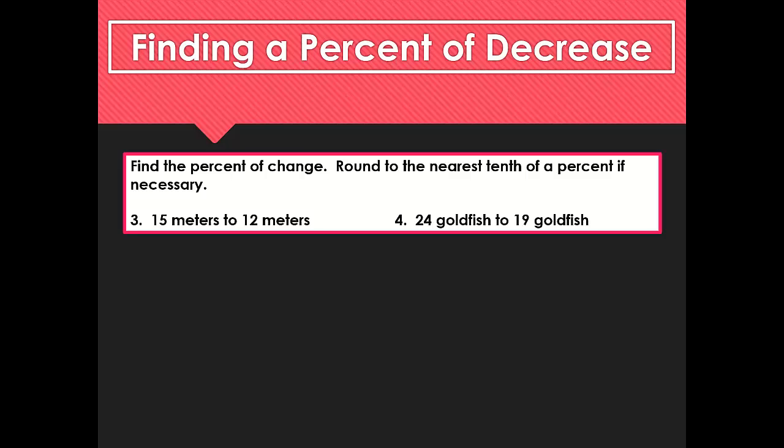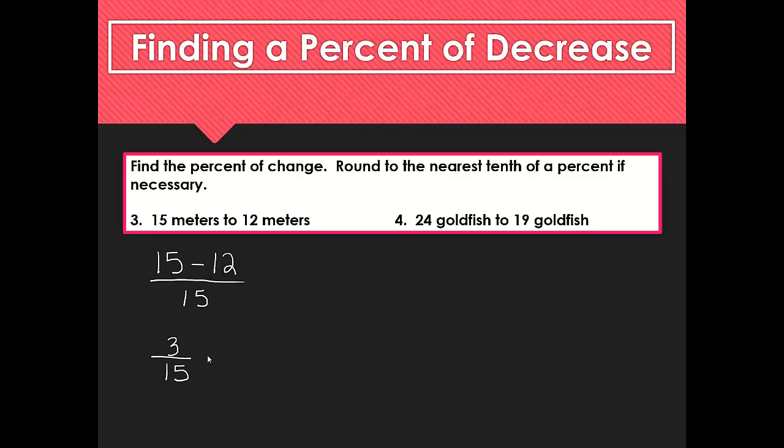So for number 3, we have 15 meters to 12 meters. You can see that we're starting at 15, and then our number decreases because we go down to 12. So now let's find the percent of decrease. So we have the original amount, which is 15, minus the new amount, which is 12, and that's all divided by the original amount, which was 15. 15 minus 12 is 3. So we have 3 divided by 15.